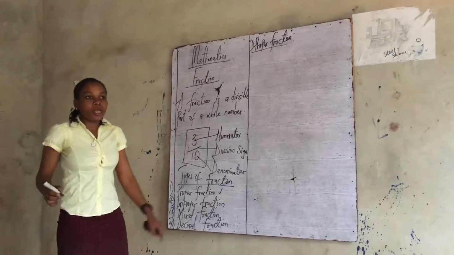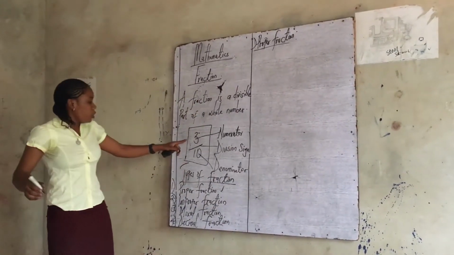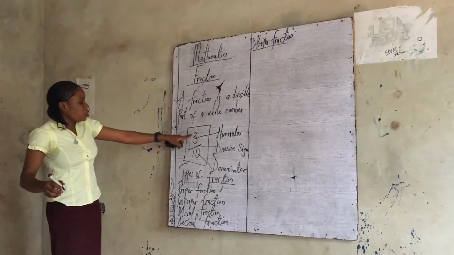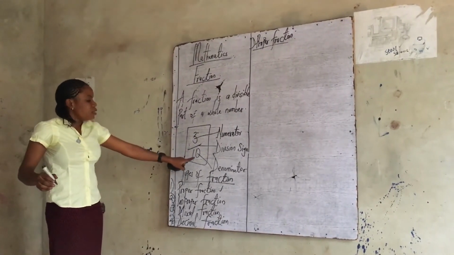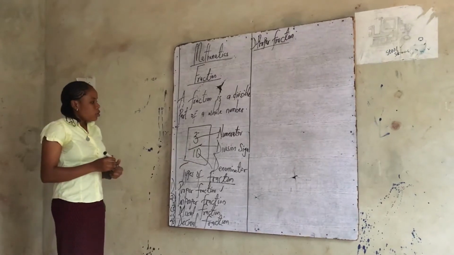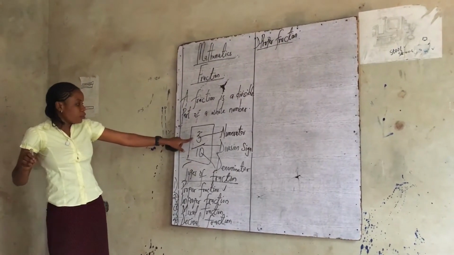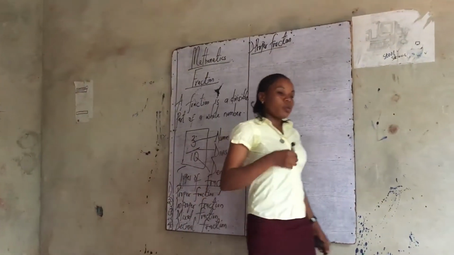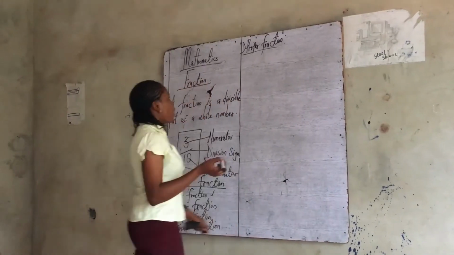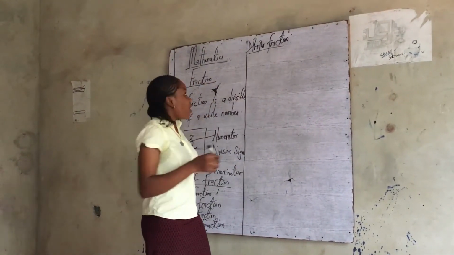Now, a proper fraction is that fraction in which the numerator is less than the denominator. A good example is this one on the board here. 3/10 is an example of what? Proper fraction. But let's run the definition on the board fast.